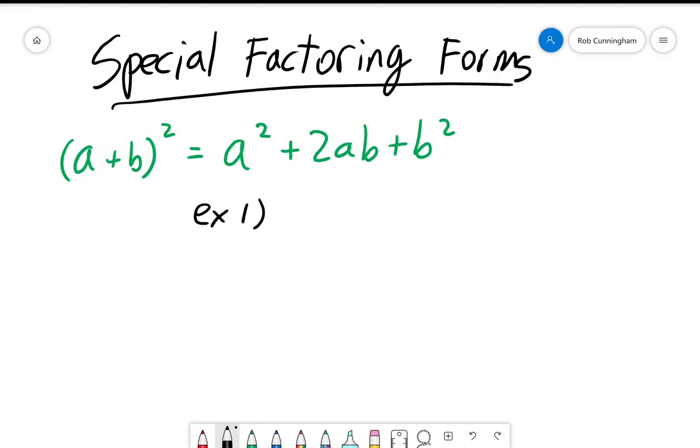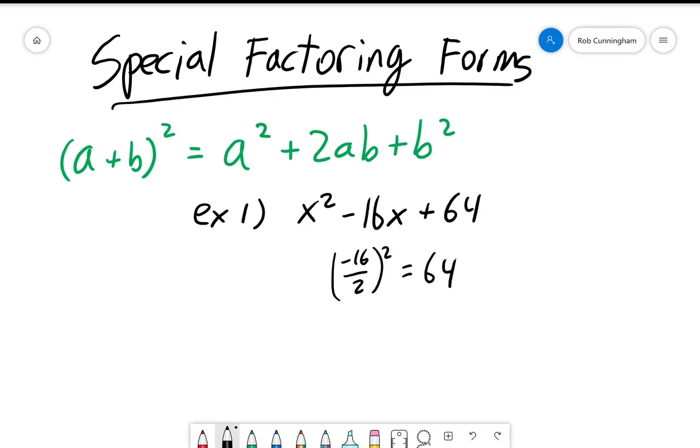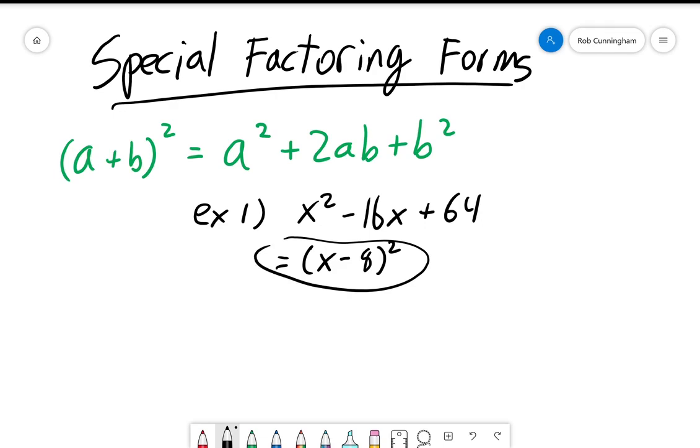So here's an example. X squared minus 16x plus 64. So again, we could go about all the hassle of trying to figure out two numbers that multiply to make 64 and add to make negative 16, or we could recognize that negative 16 divided by 2 and then squared is indeed 64. Negative 16 divided by 2 is negative 8, then squared is 64. We have a perfect square here. We don't have to do any more math. That's all there is to it.